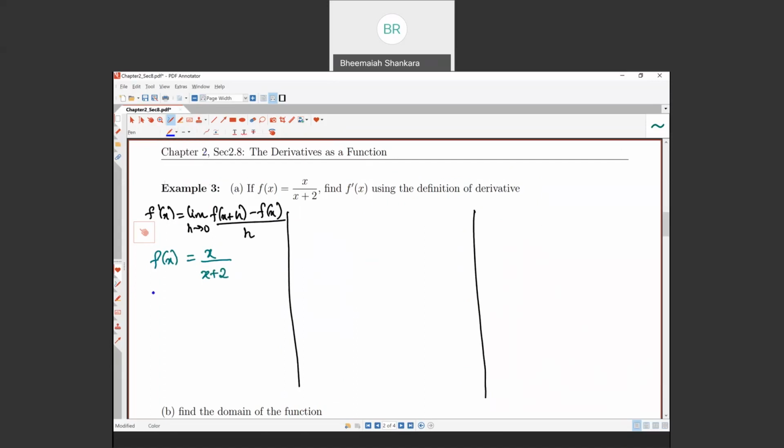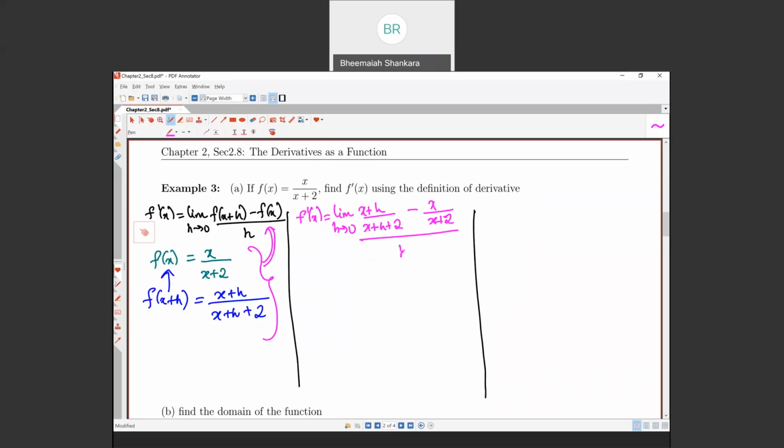Now try to write f of x plus h. So wherever you have x, replace it by x plus h. So this becomes x plus h in the numerator, denominator becomes x plus h plus 2. Now that you have the function and its increment by h, you're good to plug these back in the limit definition. So you have f prime x equals limit h approaching 0 x plus h divided by x plus h plus 2 negative x divided by x plus 2. Entire fraction is divided by h.